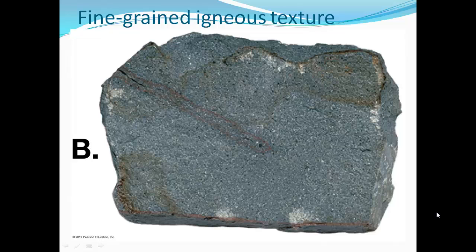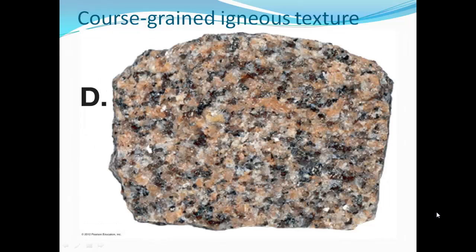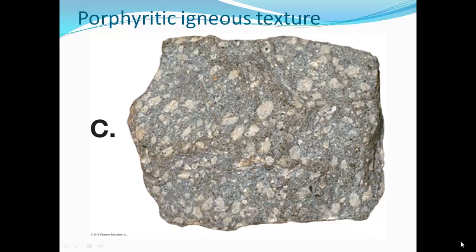Okay. This is a very fine-grained igneous texture. You can tell it doesn't look like glass or anything, but you also can't really identify the individual crystals because they're so small. Coarse-grained, you can pick out which crystals might look like plagioclase or feldspar here, or the clear gray crystals are going to be your quartz, and the black crystals are going to be your biotite. So you can actually identify the minerals in that rock. It's so coarse-grained.